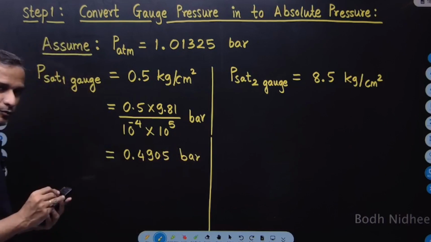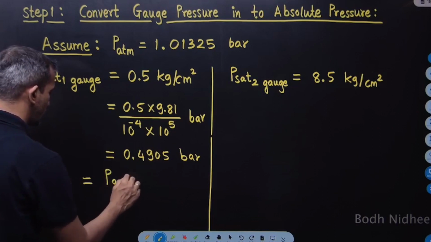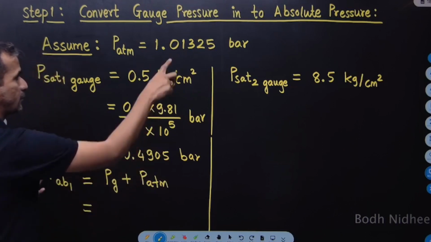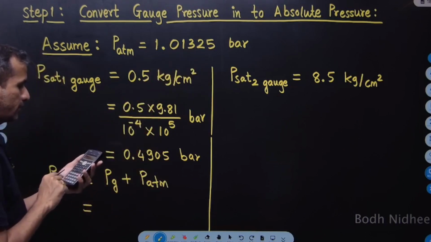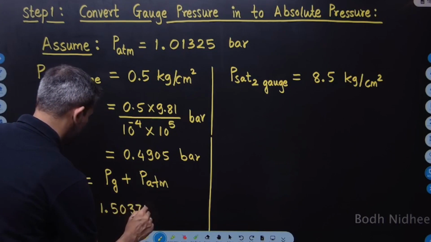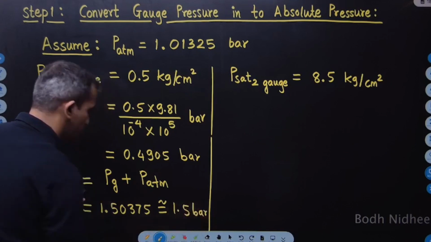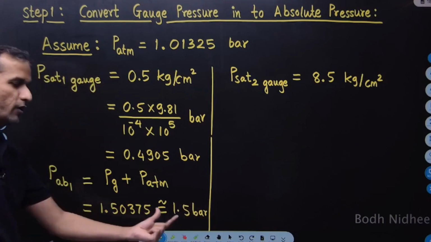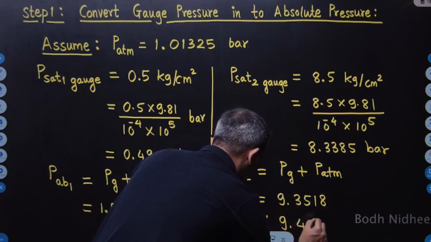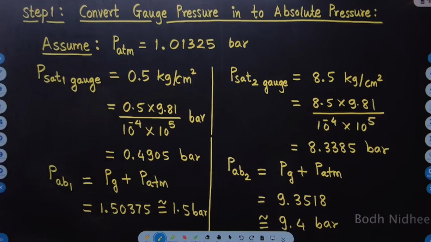But now this is a gauge pressure. I want to find out the absolute pressure: absolute suction pressure is gauge pressure plus atmospheric pressure. If I add here, atmospheric pressure is 1.01325 bar, so it becomes approximately equal to 1.5 bar. We have got the absolute pressure at the suction of the compressor as 1.5 bar. In a similar process, I will do it for Psat2, and it comes to 9.4 bar. We have got these values of pressures at the inlet and exit of the compressor.